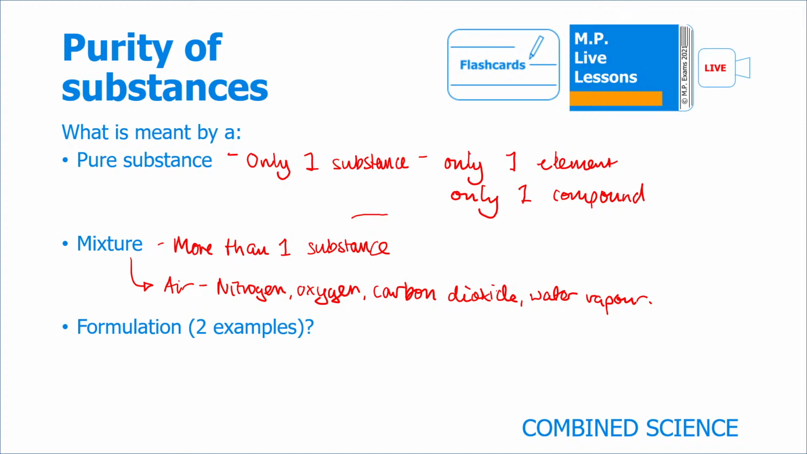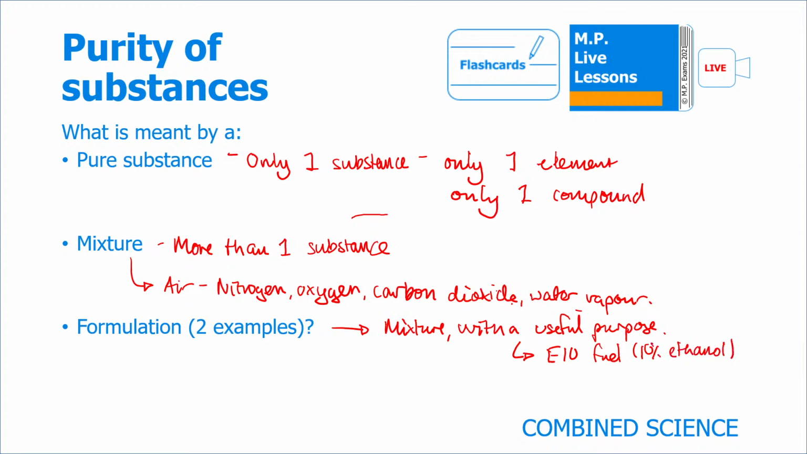Lastly, a formulation is also a mixture, but with a useful purpose. One example could be the E10 fuel. For example, this has 10% ethanol, so that counts as a mixture. Another good example could be paint. Another even better example could be baby formula. That's like the powder you put in.